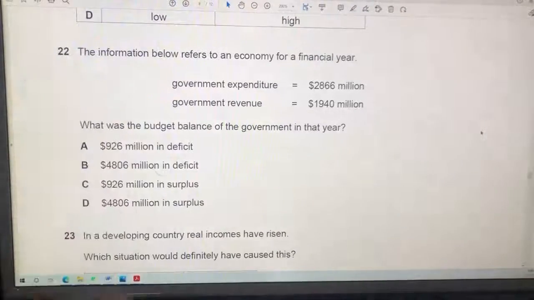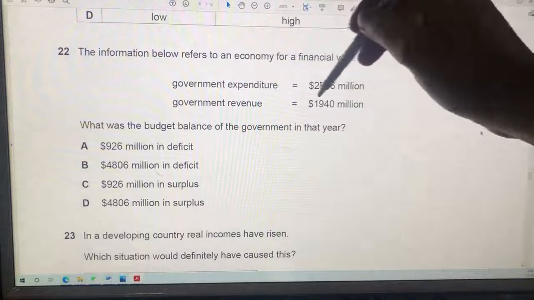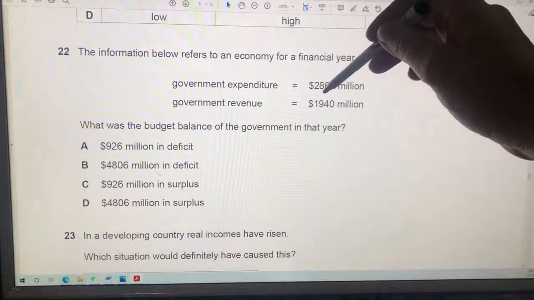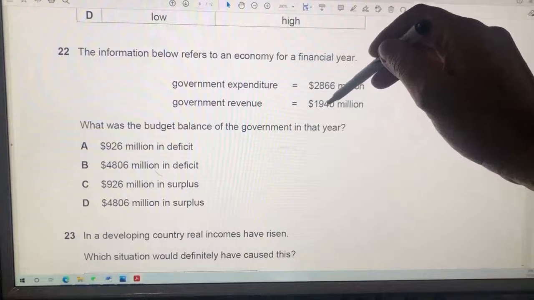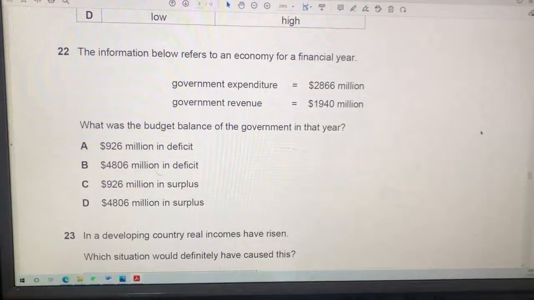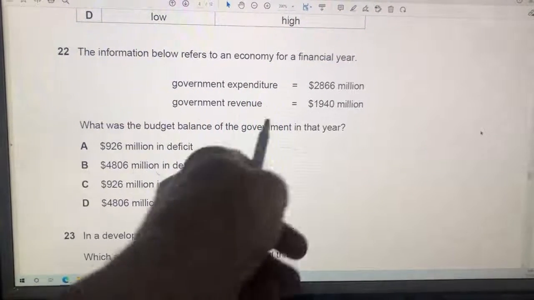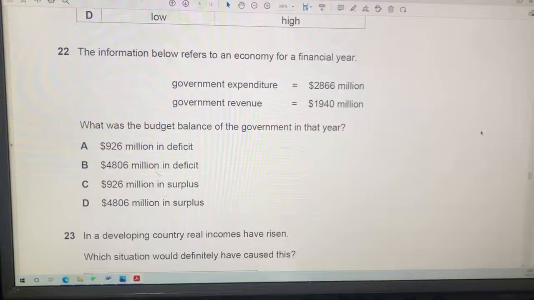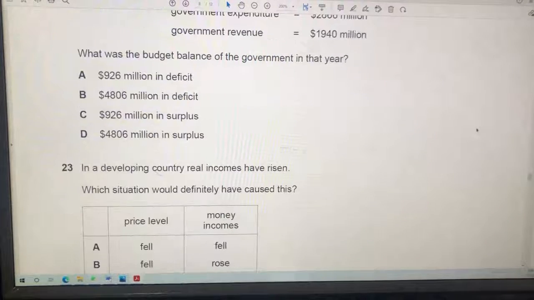What was the budget balance for the government that year? Revenue was less than expenditure by 926. So the answer is A. That's a pretty easy one, isn't it? It's just numbers. It is a deficit. Yeah, they spent more than they received.